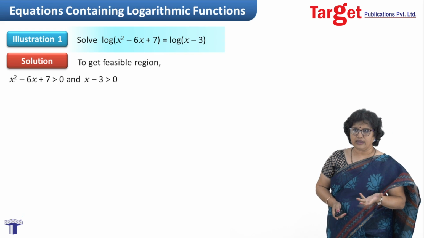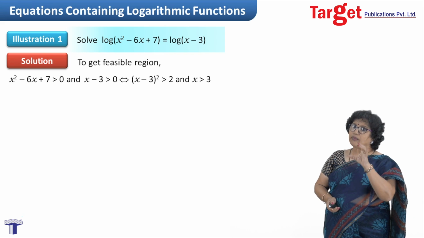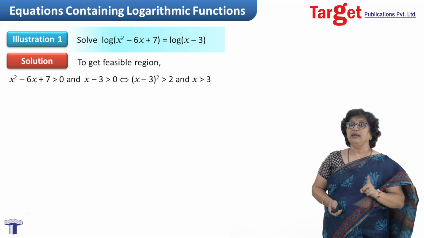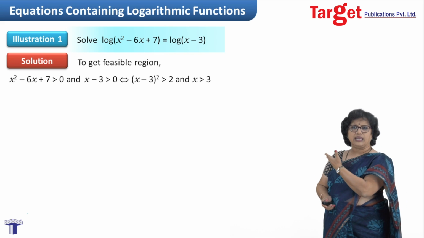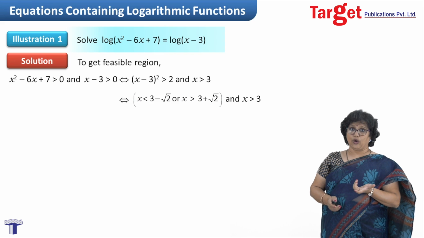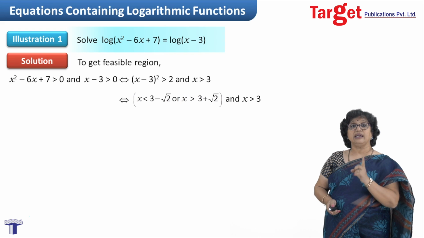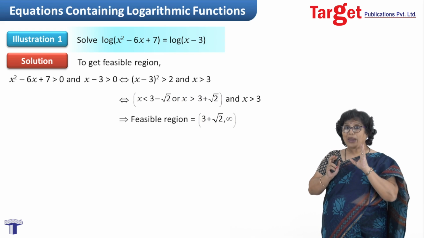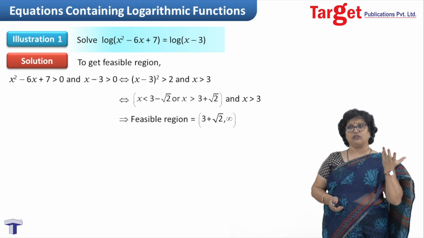And I simplify further that x square minus 6x plus 7 greater than 0. This simplification is exactly what you have done in your basic algebra. That leads to x minus 3 whole square greater than 2, and x minus 3 positive tells me x greater than 3. Then simplify that x minus 3 whole square greater than 2. Use your basic algebra knowledge and finally get your feasible region as 3 plus root 2 to infinity. Now when I am ready with my feasible region, then only I will proceed for the further solving part.